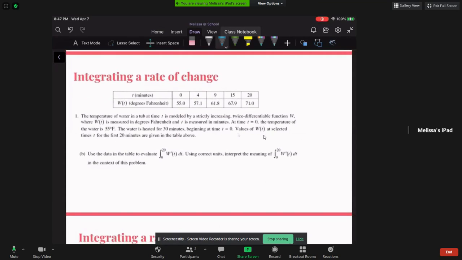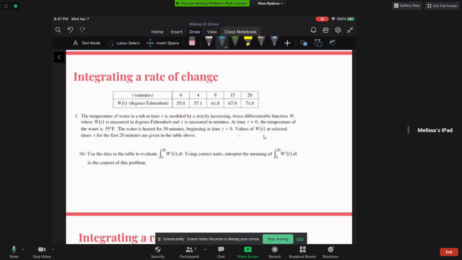All right, for this one, we've got this whole thing. I'm not going to read that to you, you know how to read. Basically, we're looking at the temperature in water increasing over a span of 30 minutes. This table represents the time from 0 to 20 minutes, and the values of W of t at selected times for the first 20 minutes are given in the table. So we're going to use the data in the table to evaluate the integral from 0 to 20 of W prime of t dt.